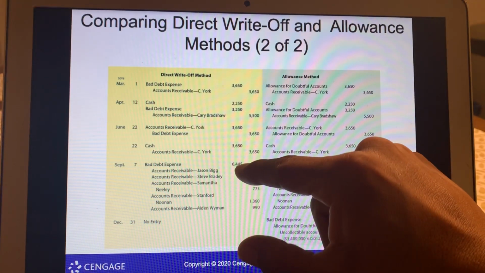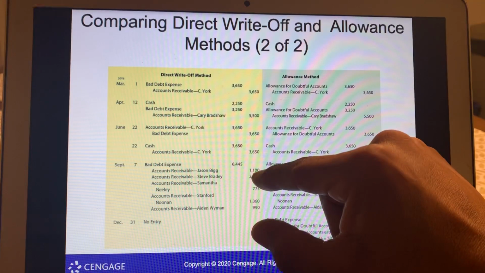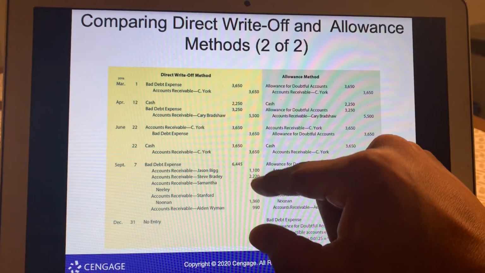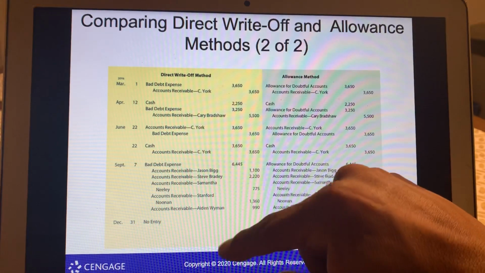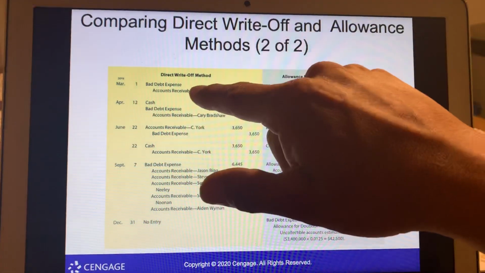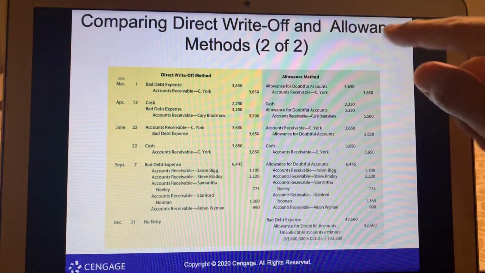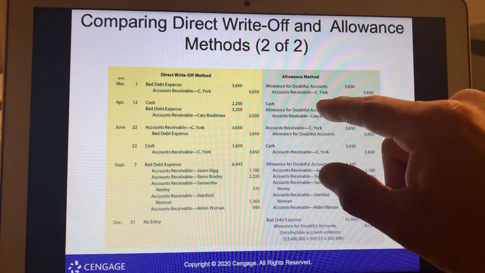Here's our bad debt expense account. Okay. And here's what we're pulling off of their books. And then there's no entry at the end. So this is direct write-off. Now here's the allowance method. So look at the compare and contrast.